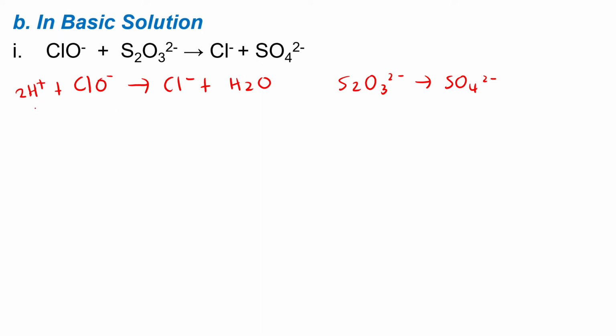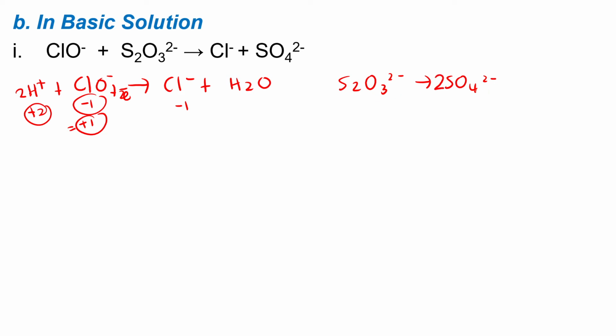Okay, check for charge. So plus 2, negative 1. So overall here positive 1. So here negative 1. So left hand side is more positive than right hand side. So to get negative 1 charge as in your right hand side, we add 2 electron on your left hand side.